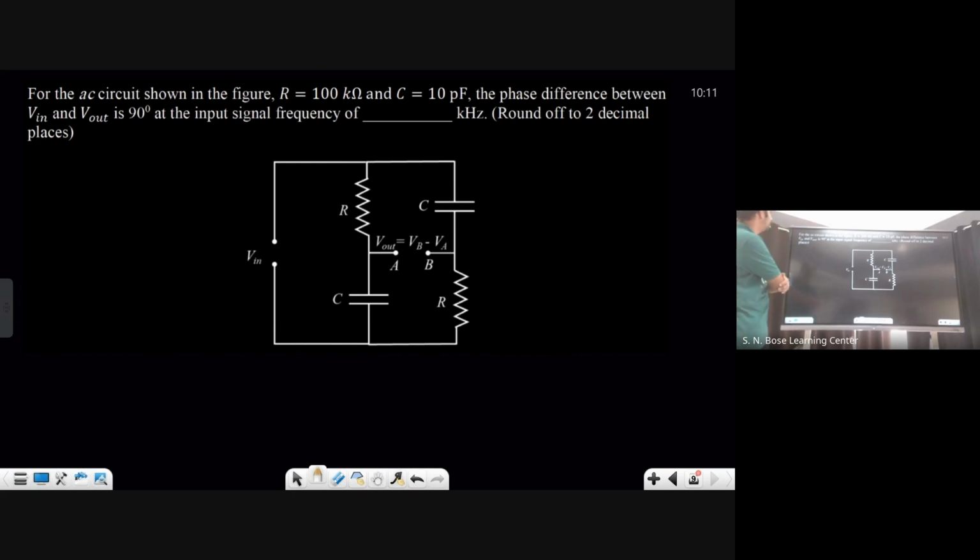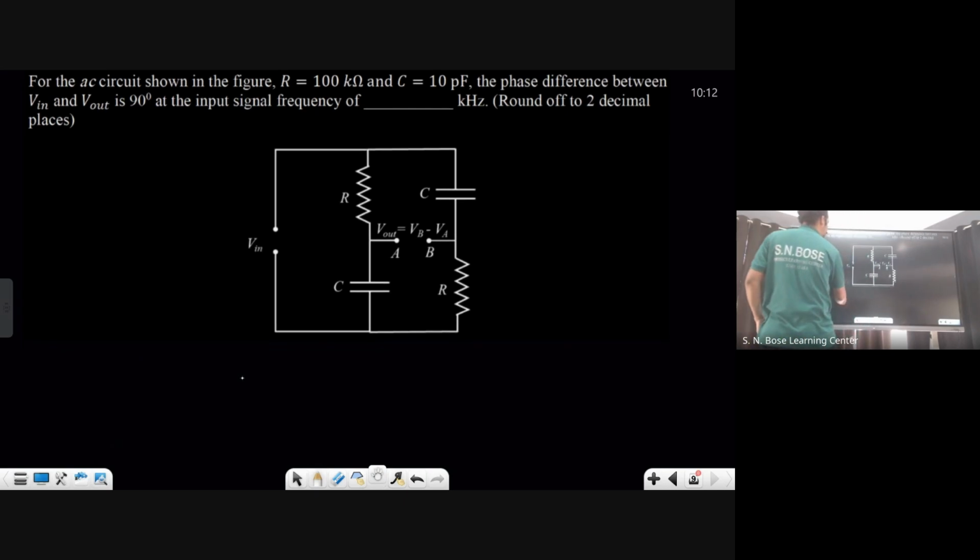For the AC circuit shown in the figure, R equals 100 kilo ohm, C equals 10 picofarad. The phase difference between V in and V out is 90 degrees. They gave that, but V out is not defined that easily; it is defined between A and B. You have to handle the circuit nicely. For what input frequency is the phase difference between V in and this V out 90 degrees? That's the question.